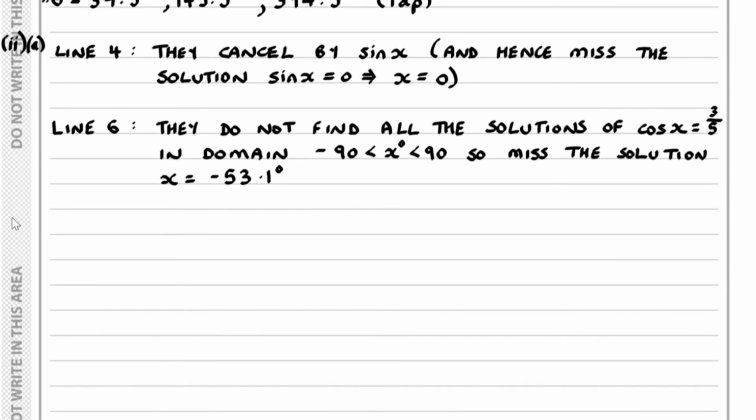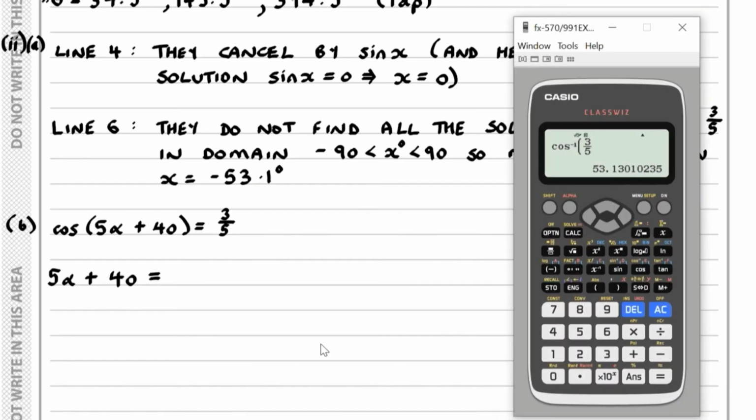So for part C, we have cos of 5 alpha plus 40 equals 3 over 5. For 5 alpha plus 40, we would expect to get multiple solutions. Here's the first solution, 53.13, etc.